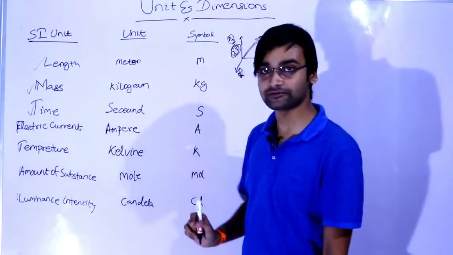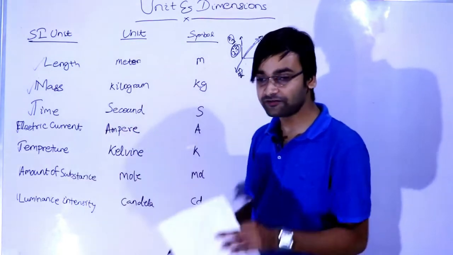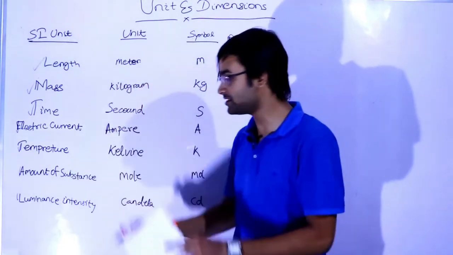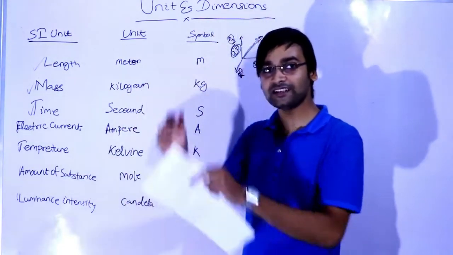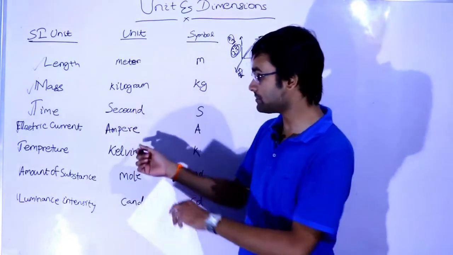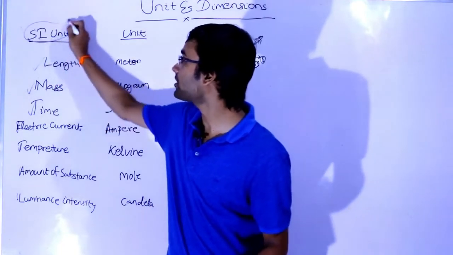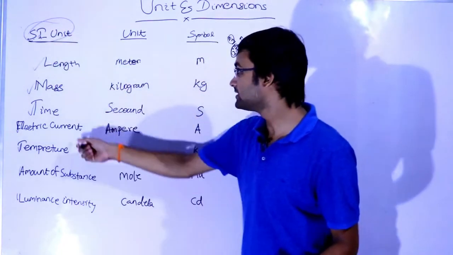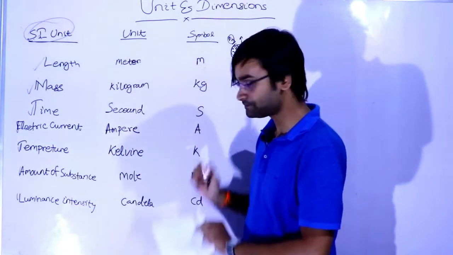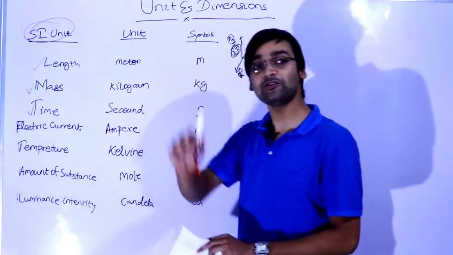Electric current is in ampere: 1 ampere, 2 ampere, 50 ampere, 13 ampere. Temperature: 20 degree, 30 degree. Well, this may be Kelvin. This is the SI unit. I have written here SI unit. I will talk about what type of unit is here. That is the Kelvin. Another one is luminous intensity.